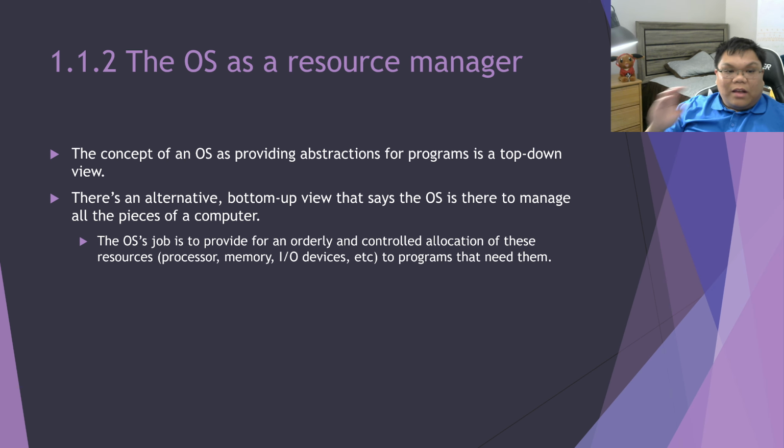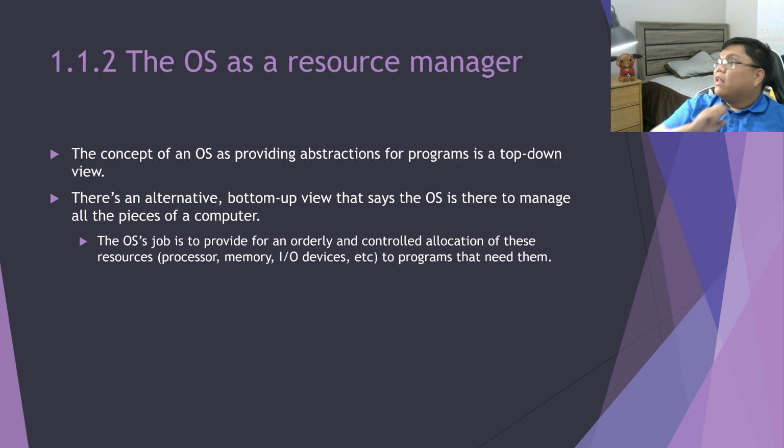So the concept of an operating system providing abstractions for programs turns out to be a top-down view of the operating system being a resource manager. There is an alternative bottom-up view that says the operating system is there to manage all the parts of a computer. More specifically, the operating system's job is to provide for an orderly and controlled allocation of these resources to programs that need them.